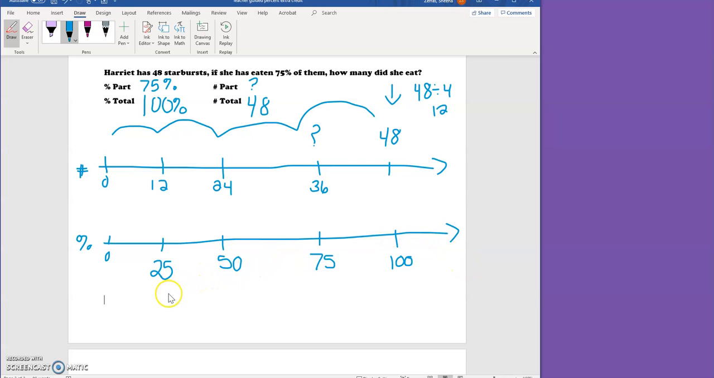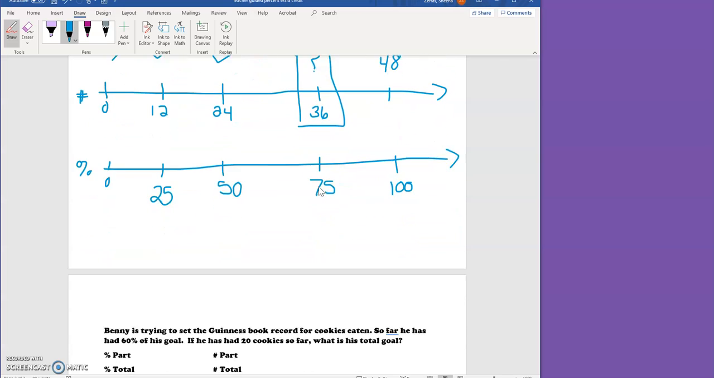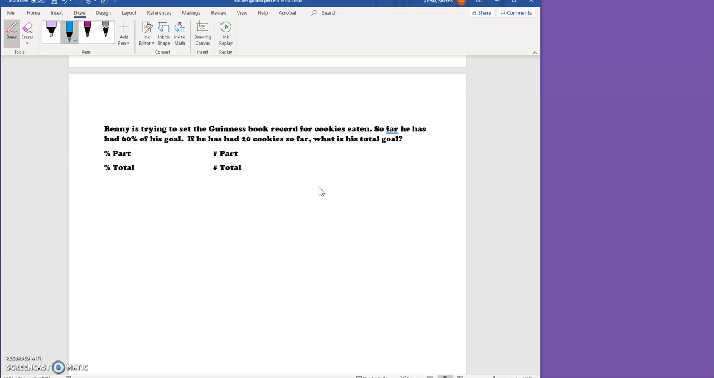And so now to answer the question, it's just about circling where is the number with the question mark. So I was looking to find the number part, and with that now I have my answer. 75% of the starburst is 36. All right, we're going to do one more.